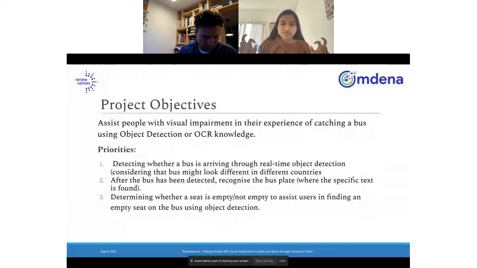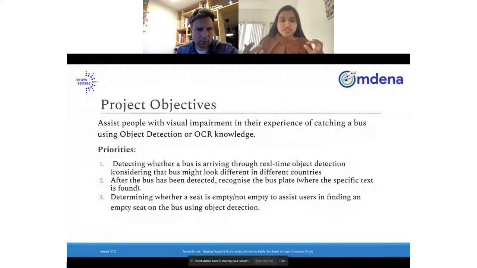Basically, after finding a specific text on the bus plate, we see if this is the destination that the person wants to go to. And then after we recognize that this is the bus that they would like to board, we would like to understand if there is a seat that is empty or occupied, to assist users.